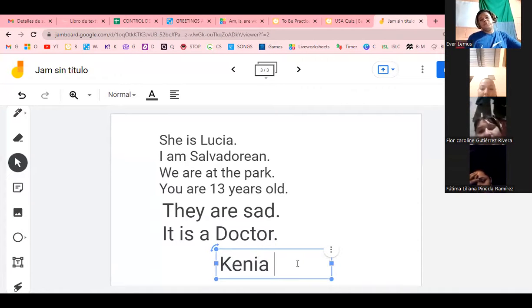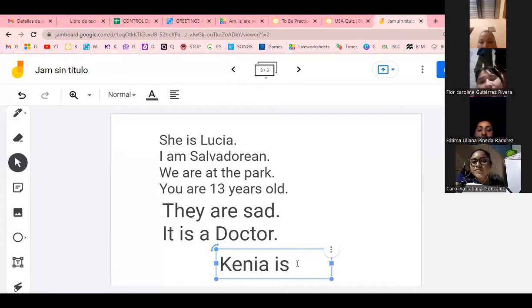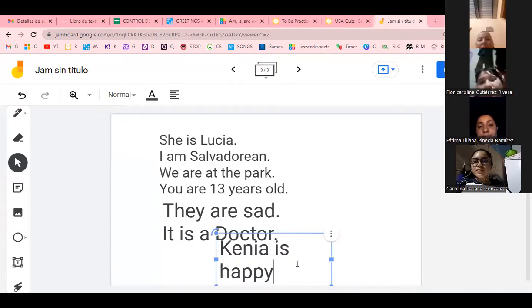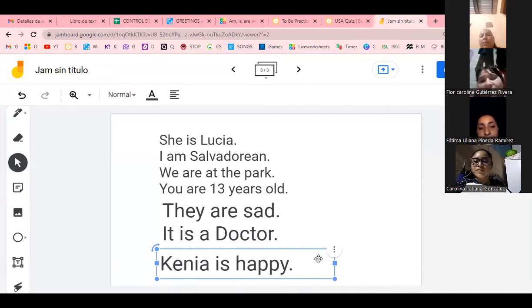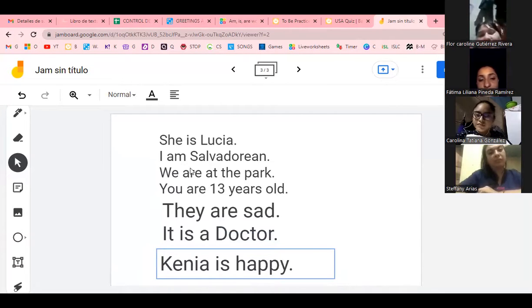Porque estamos hablando de she, entonces es. Is. Feliz, ¿cómo se dice en inglés, everybody? Happy. Happy, yes. Kenia is happy. Very good. Podemos utilizar nombres, ¿verdad? Para este tipo de oraciones.